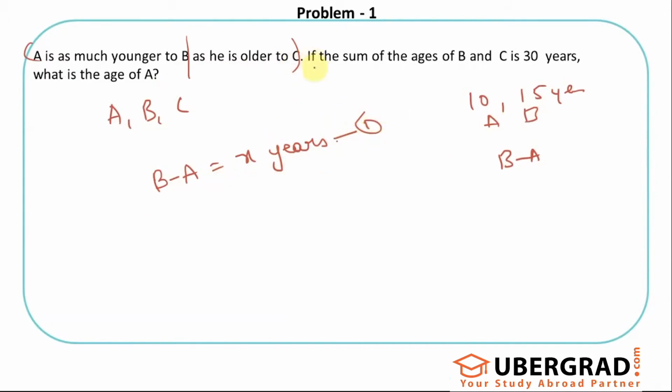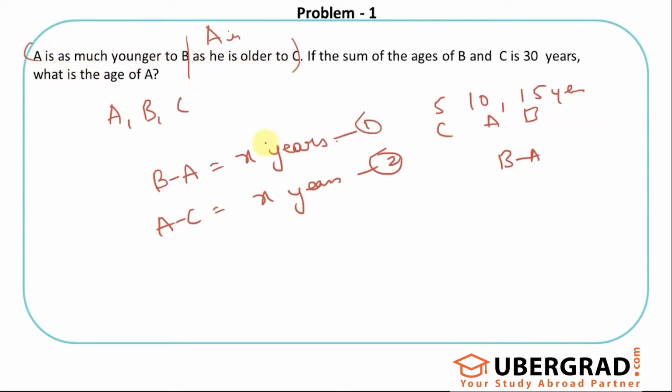Let's keep that aside. Older to C. That's basically saying A is older to C. So A is more than C. So that means let's say C is 5 years. A is more than C in age. So A is older than C. That is basically A minus C. So by how many years? It is also the same X years. Why? That's what the first clue basically says. It says A is as much younger to B as he is older to C.